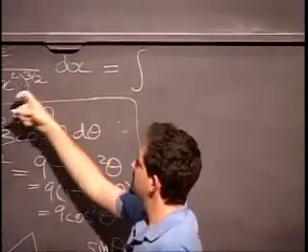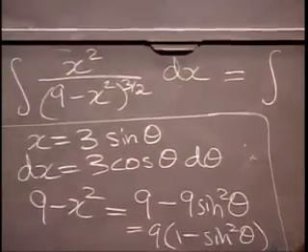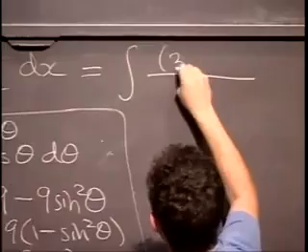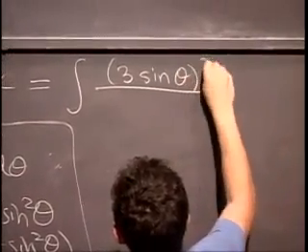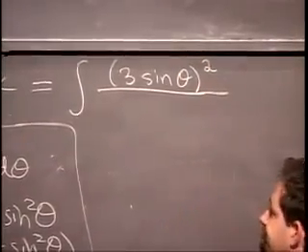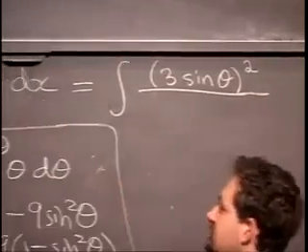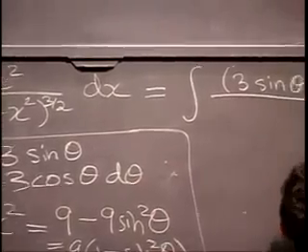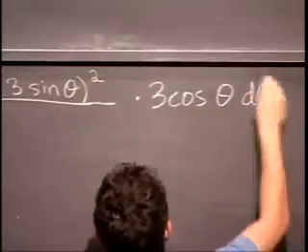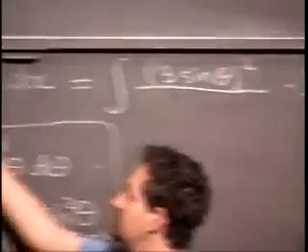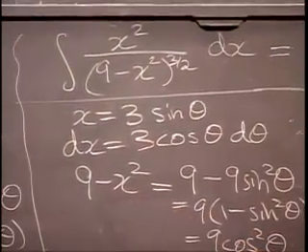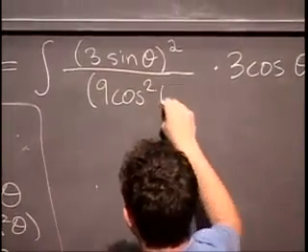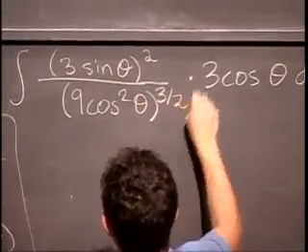So let's do the integral. Let's worry about the numerator first. What's x? X is 3 sine theta. So the numerator is 3 sine theta all squared. How about the dx? Dx is 3 cosine theta d theta. How about the denominator? Well, we know that 9 minus x squared is 9 cosine squared theta. So let's just plug this in. And we've got a 3/2 power there.